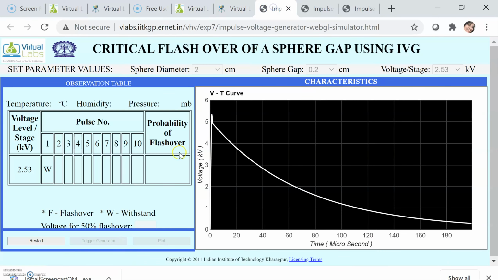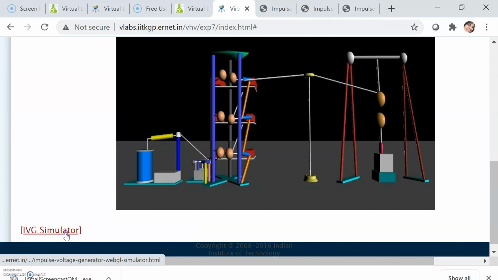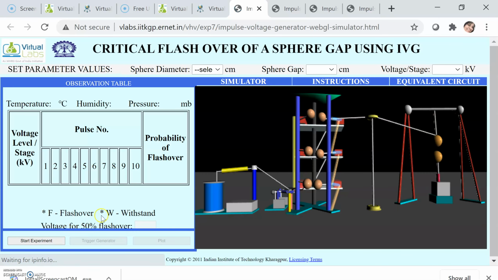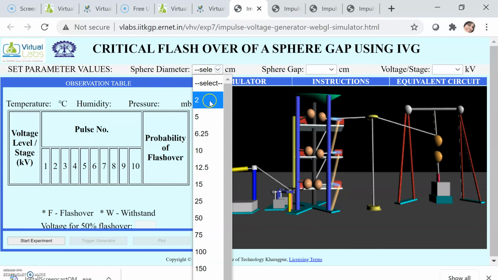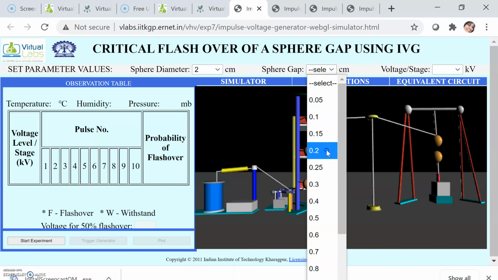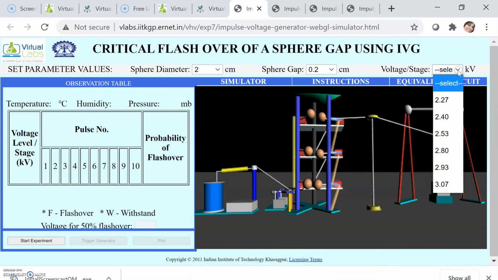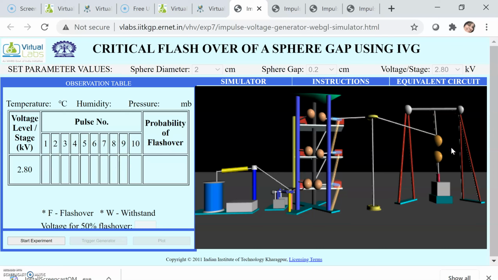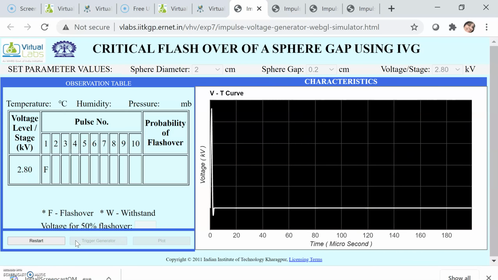Again, do the same: flush the simulator, click, and increase the voltage. We are keeping this the same and just finding out. Now 2.8, you can see the spark there. Yes, see the spark. So breakdown of air has occurred at 2.8 kilovolts. This will be your reading, as per our experiment objective.